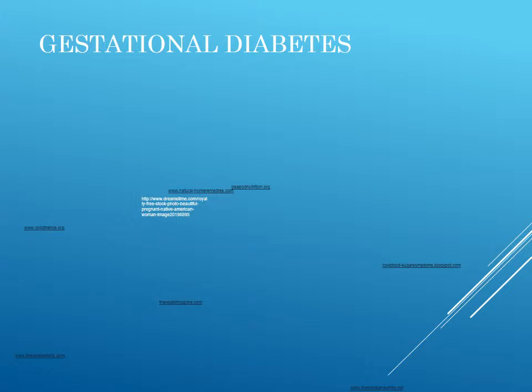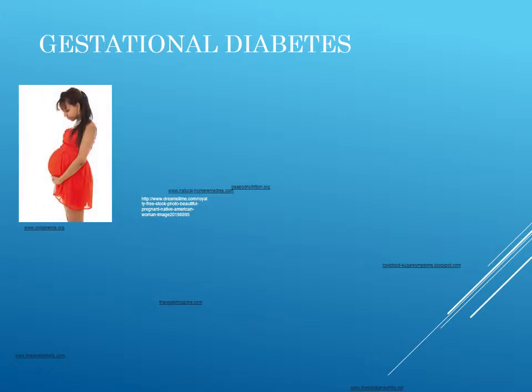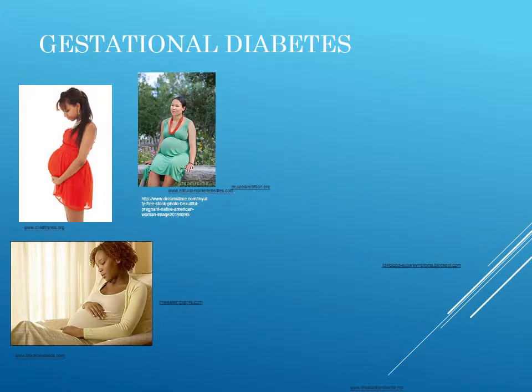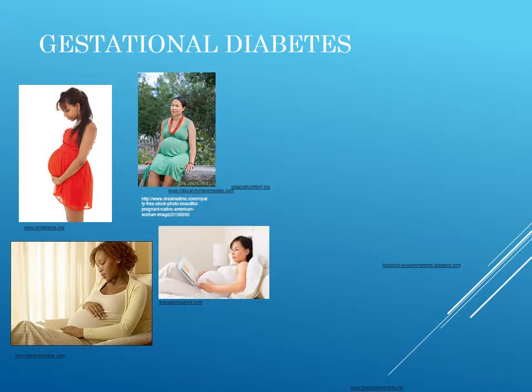Next, we're going to discuss gestational diabetes. Gestational diabetes complicates 3 to 9% of all pregnancies. It is more likely to occur in Hispanic, African American, Native American, and Asian women than in Caucasian women.